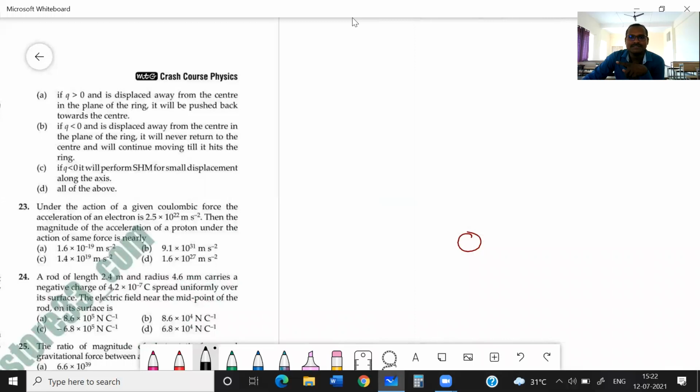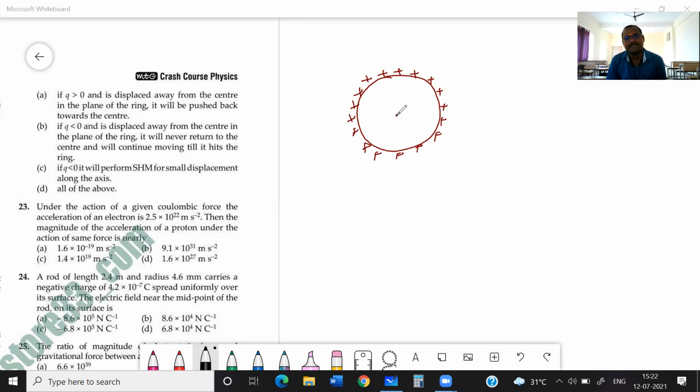So here a ring is there, and on this ring a positive charge is uniformly distributed according to the question. This ring has a radius capital R, they said. Now at the center of the ring a small positive charge is placed. They said a charge is placed at the center of the ring.